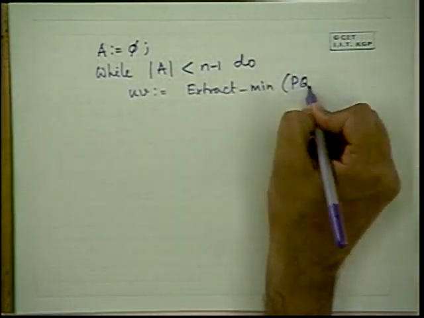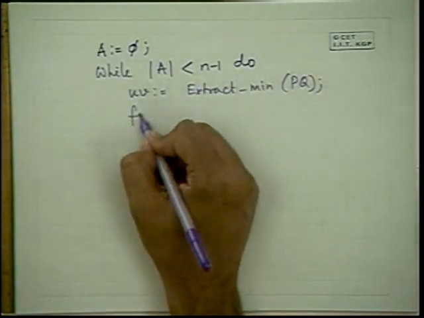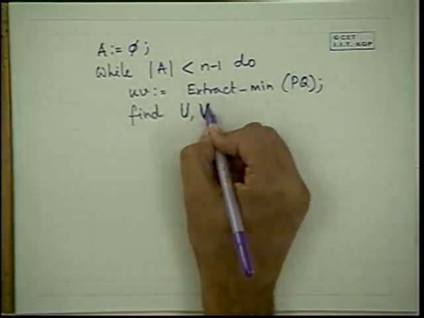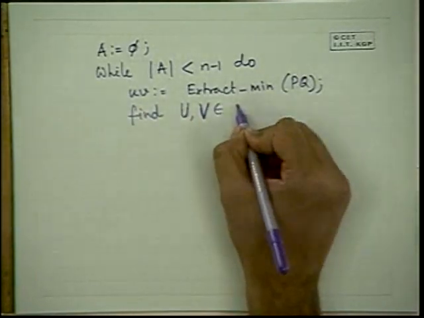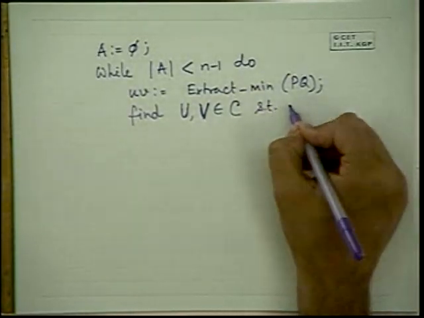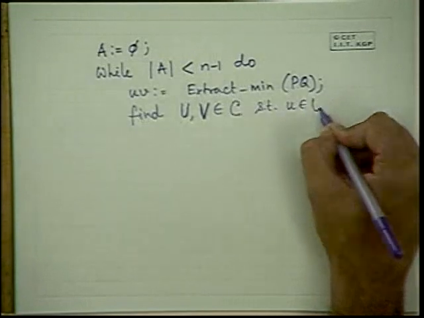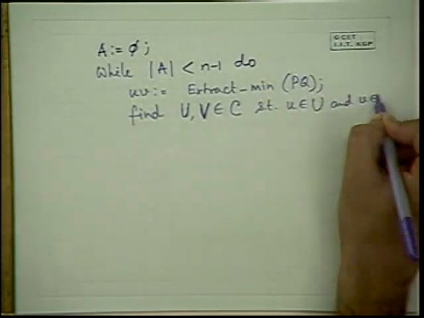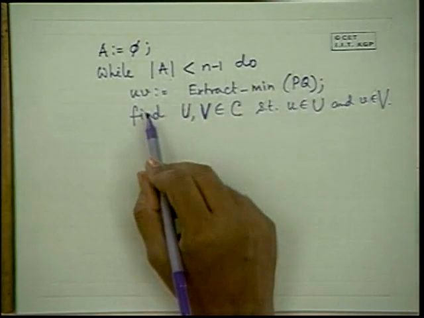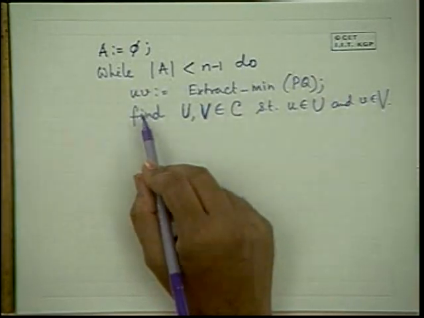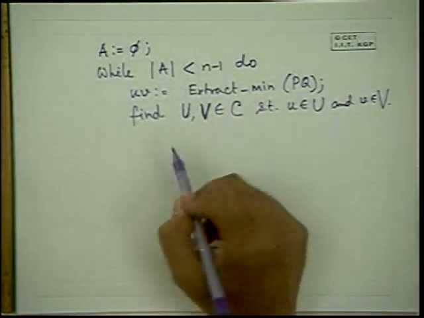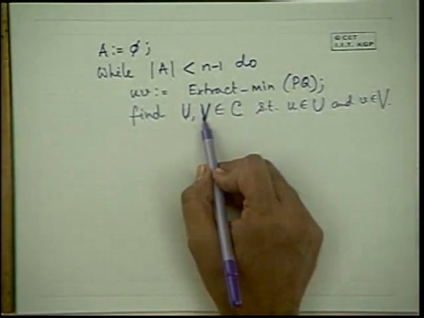Extract min from PQ. Find two sets U and V, two different sets in C. C is a set system. So find the two sets such that u belongs to the set U and v belongs to the set V. So basically you have got the two vertices of the edge which has been extracted from the priority queue, the minimum weight edge. Now you check its two vertices, to which set these two vertices belong, and get those two sets. So let U and V be those two sets.